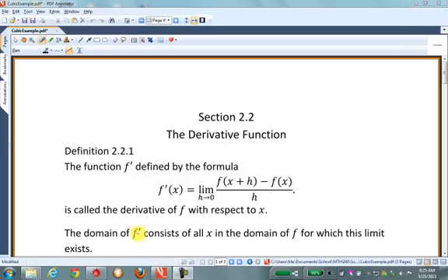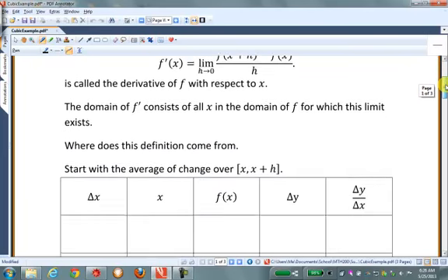The domain of f prime consists of all x in the domain of f. We have to be in the domain of f. We have to be able to evaluate f of x to take this limit, for which this limit exists. And then we have to be able to take this limit to evaluate this function. The function value in this case is a limit value. All right, let's see where this comes from.